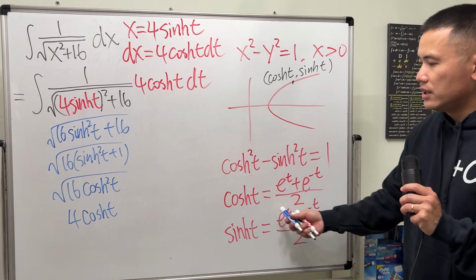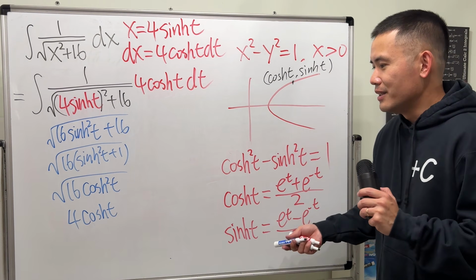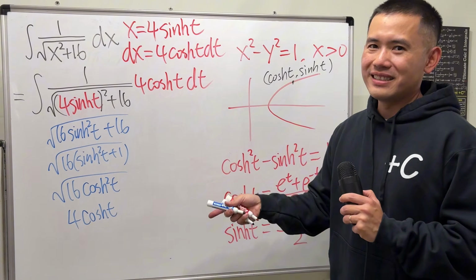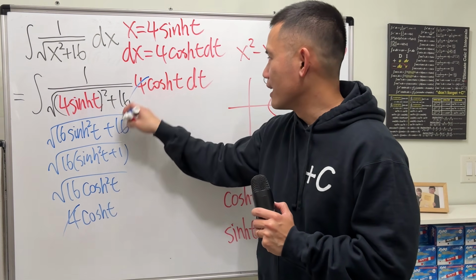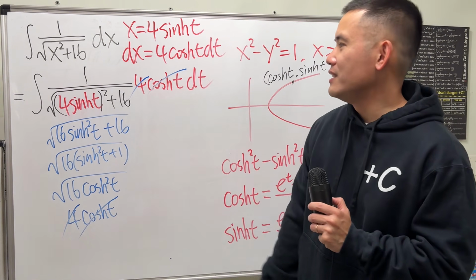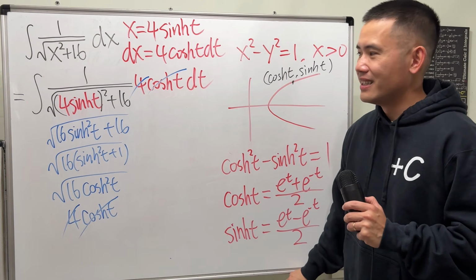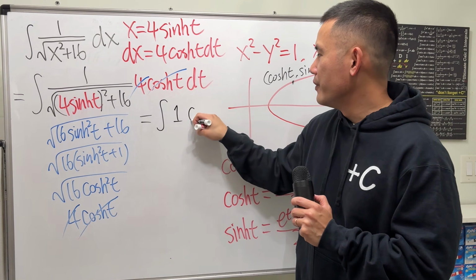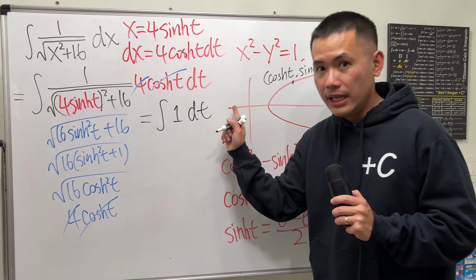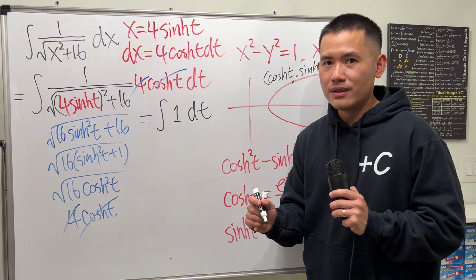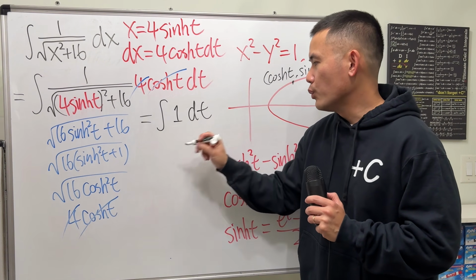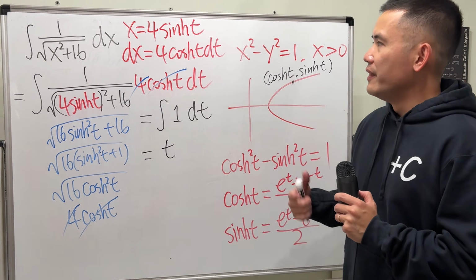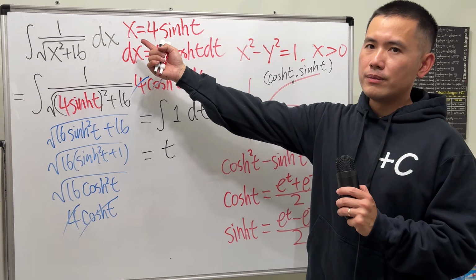And have a look, cosh of t in fact is always positive. So you absolutely don't need the absolute value right here. And this is so nice because the 4 cancels, cosh t cancels completely. So in fact, this right here is equal to the integral of 1 in the t world. Be really careful, because the integral of 1 in the t world, you actually get t, not x. Then we have to go back to the x world.